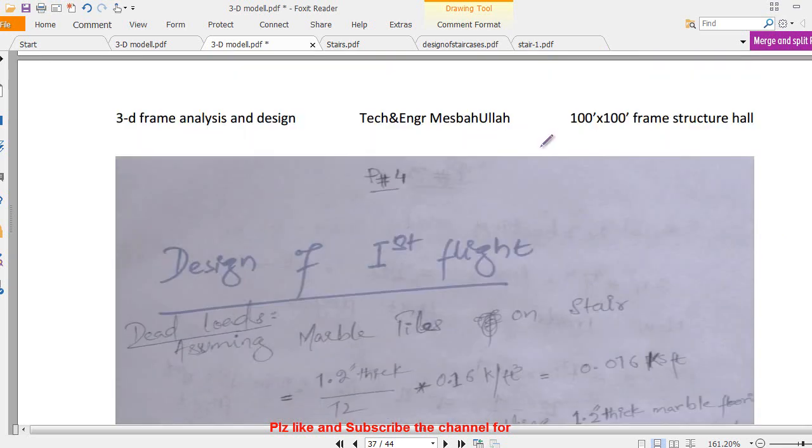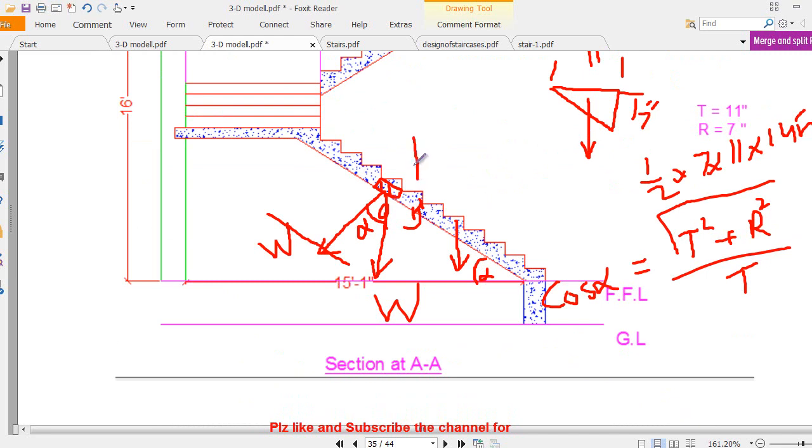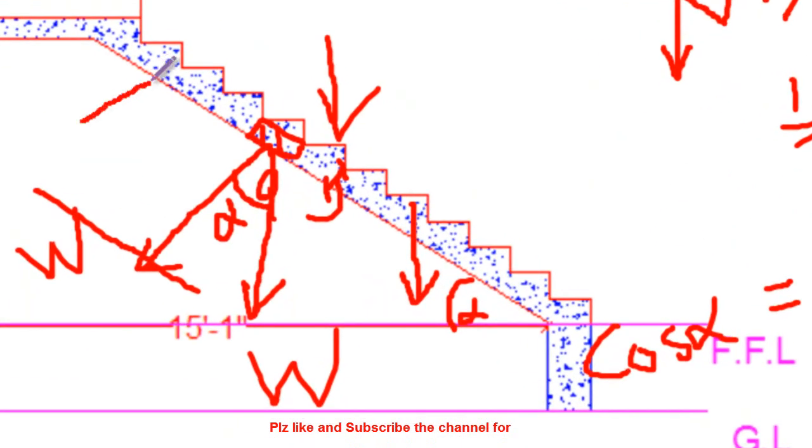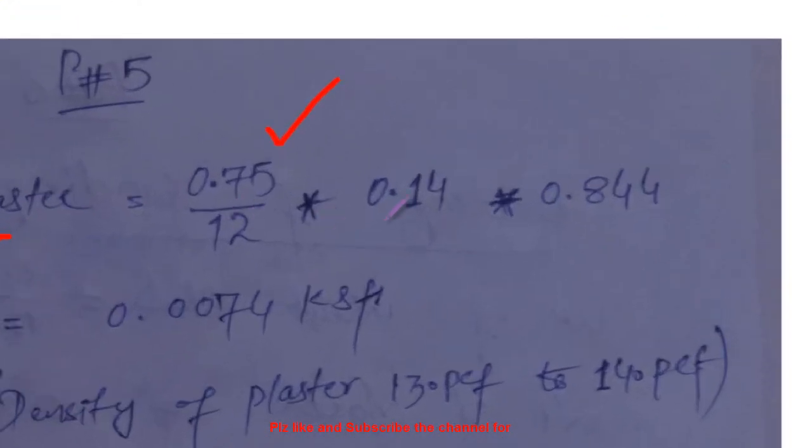Okay, and remember one thing is very important: we don't need to multiply the live load by this factor, because the live load is already acting in this direction. But the plaster which is under this waist surface is also inclined, so that's why we have to multiply the weight of plaster by this factor as well. And here we have the weight of plaster. The waist thickness is assumed 3 by 4 inch, the plaster thickness is assumed divided by 12, and the density of the mortar is 130 to 140. So times density and times that cos alpha factor, and you got this one.